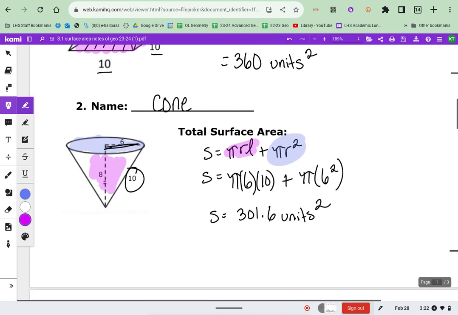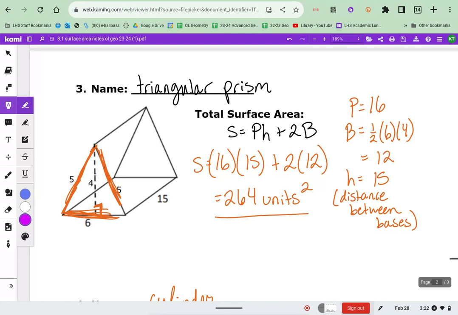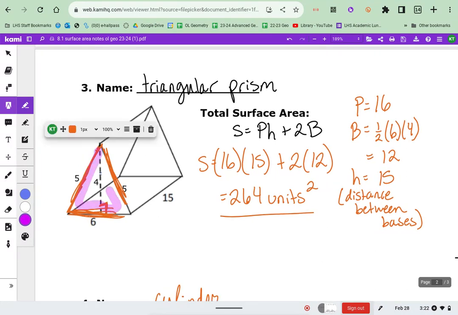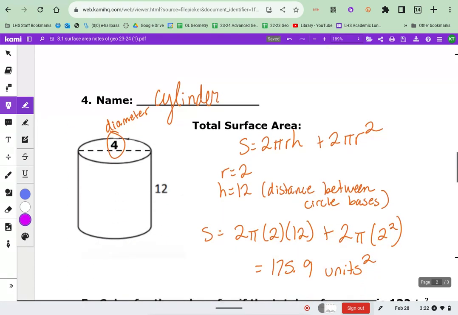So like for a cone, lateral surface area is everything except for the circle. Or for the triangular prisms, lateral surface area is everything except for the triangles. For the cylinder, lateral surface area is everything except for the top and the bottom circles, because in the cylinder, the circle is the base.